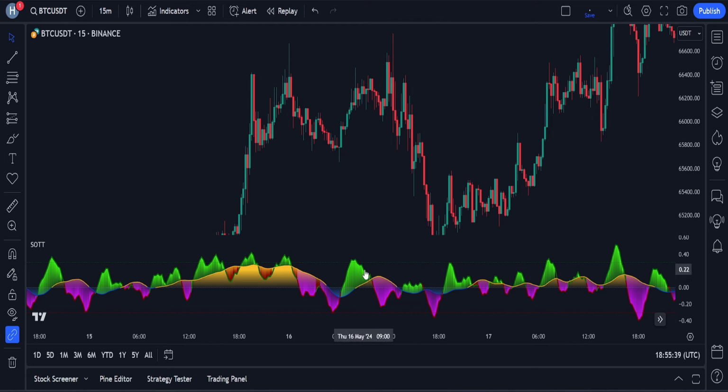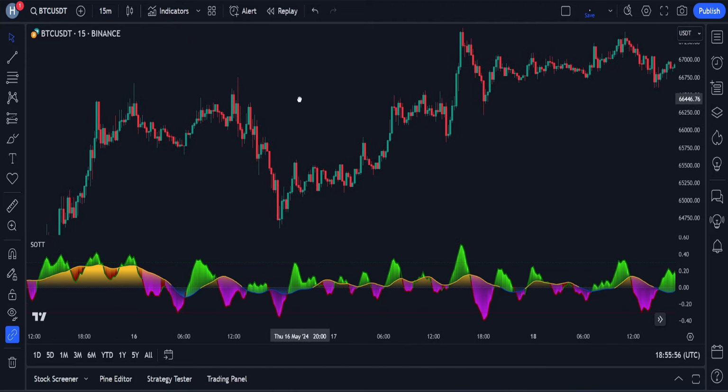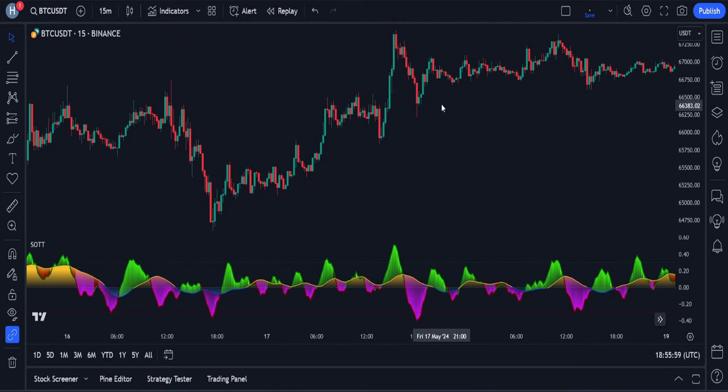On the other hand, when the SOTT line crosses below its moving average line, the area in between becomes red. And when the SOTT line goes below the center line, it becomes pink, indicating strong bearish pressure in the market. Not all bullish or bearish pressures result in extended price movements. These situations can also occur in pullbacks, and this is a major weakness of this indicator.